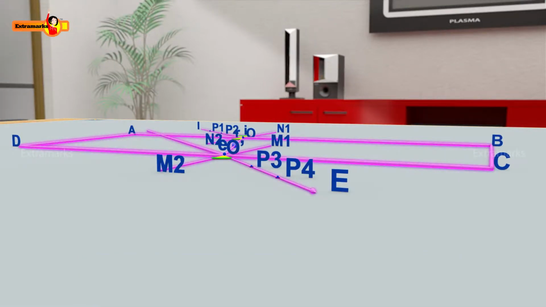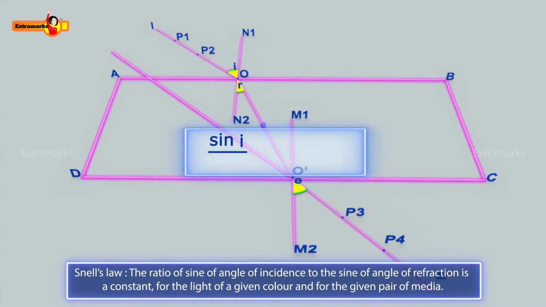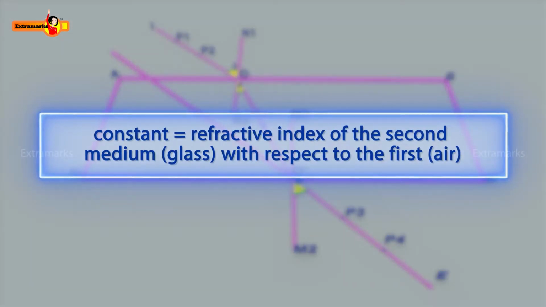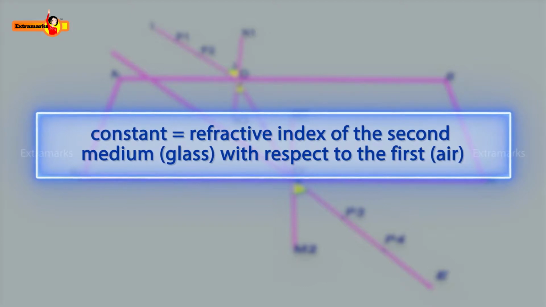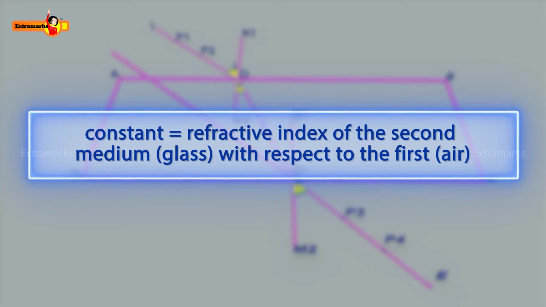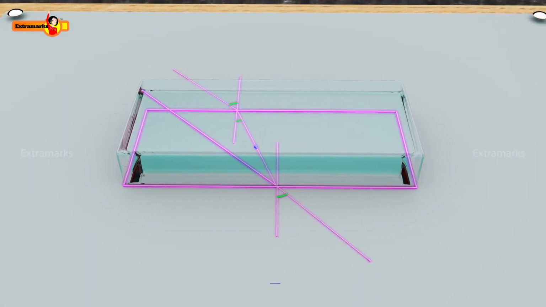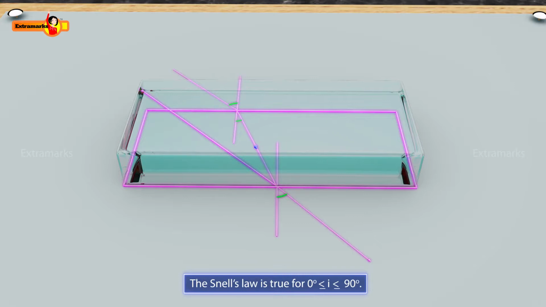And the second law states that the ratio of sine of angle of incidence to the sine of angle of refraction is a constant for the light of a given color and for the given pair of media. This constant value is called the refractive index of the second medium with respect to the first. This law is also known as Snell's law of refraction. Snell's law is true for angles of incidence between 0 and 90 degrees.